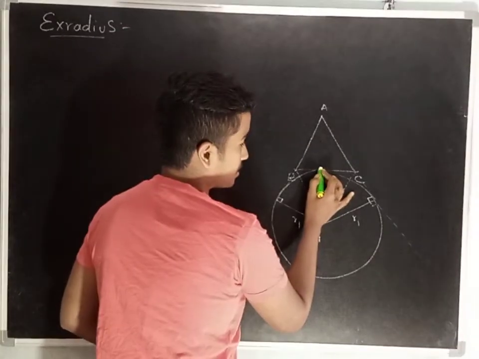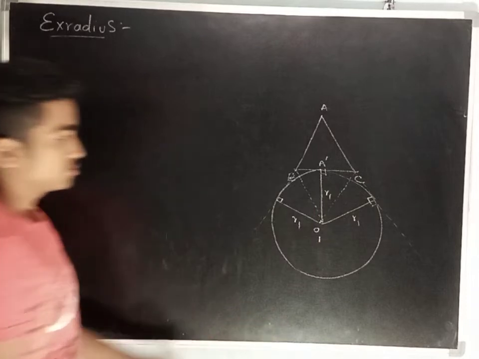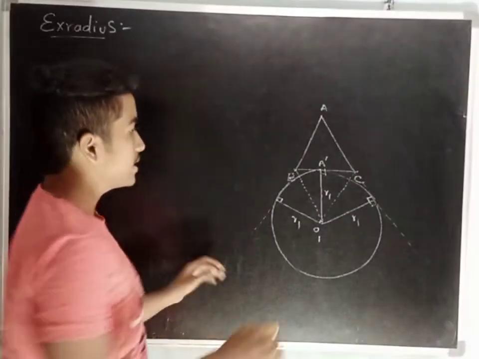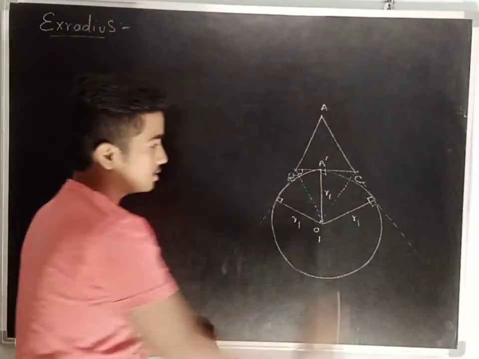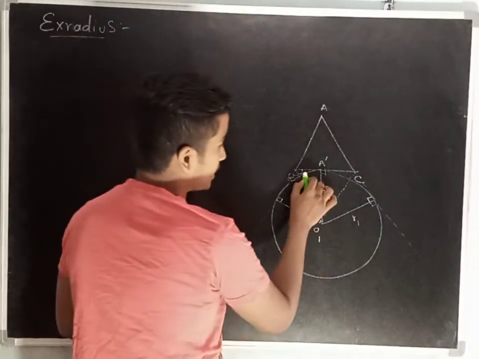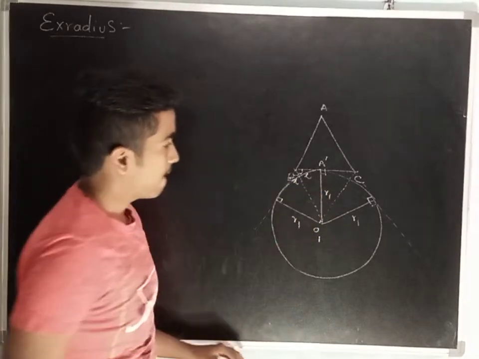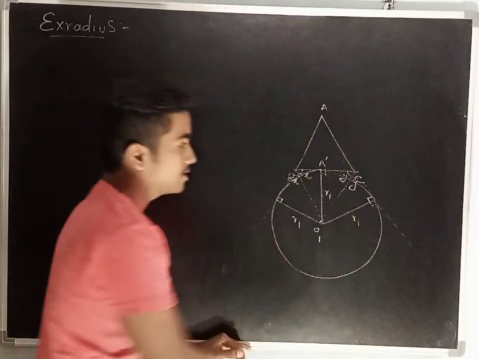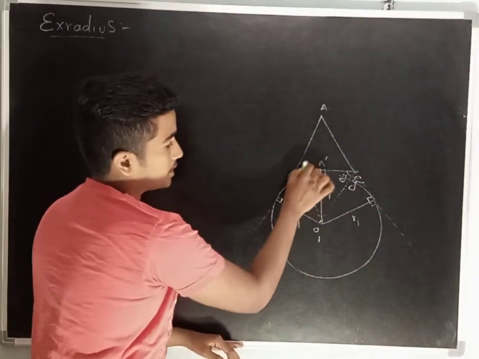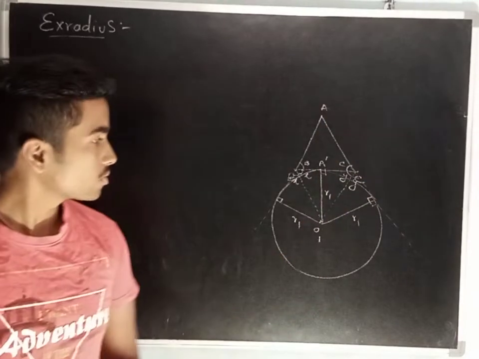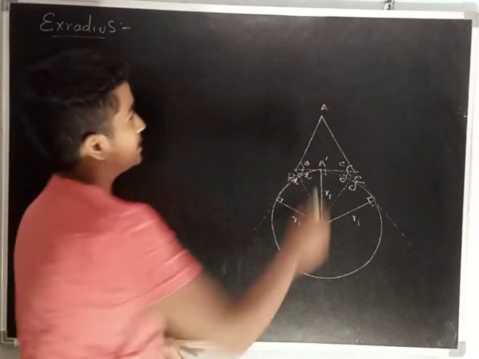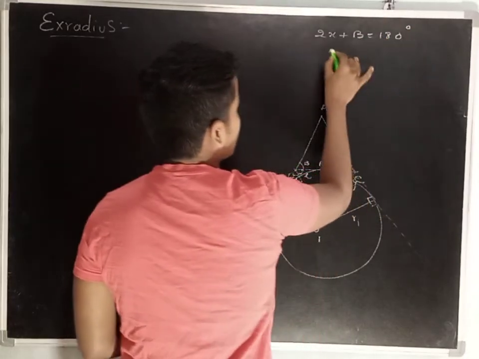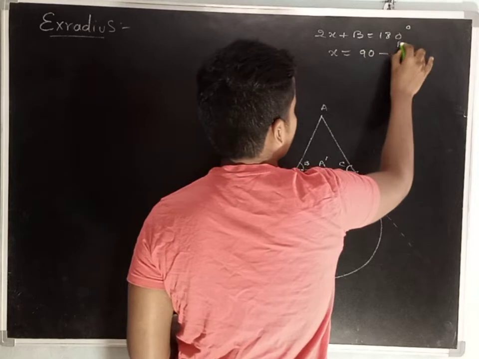Let me put this point as A dash. Here, as per the property of tangent, these two angles are equal. Right? Let me say this angle is x, this angle is x. Similarly, these two angles, let me call this angle y, this angle y. Here it is angle B, here it is angle C. 2x plus B is equal to 180 degrees. So x is equal to 90 minus B by 2.